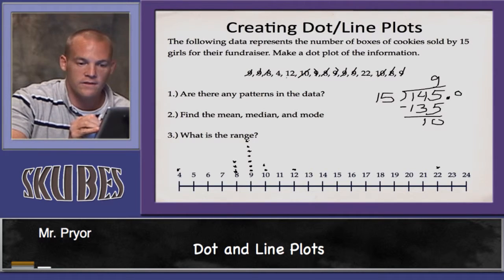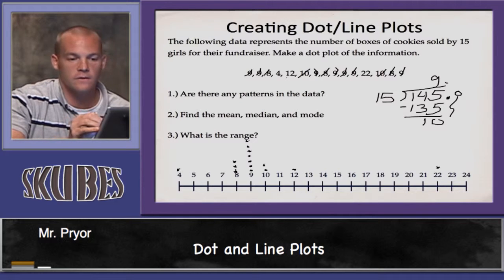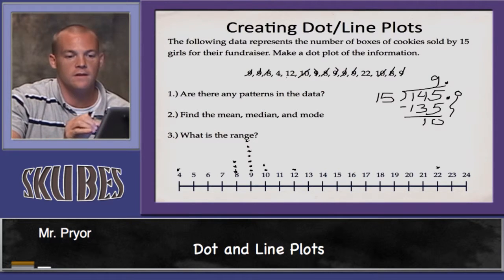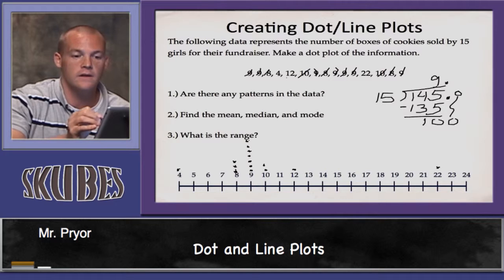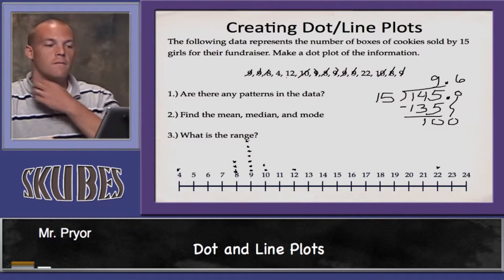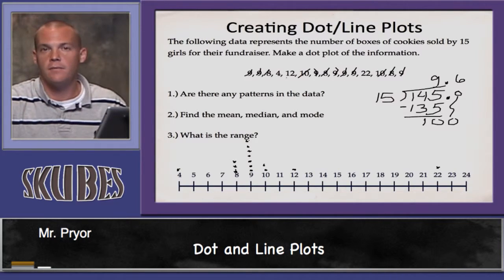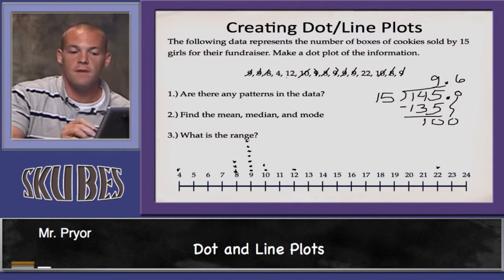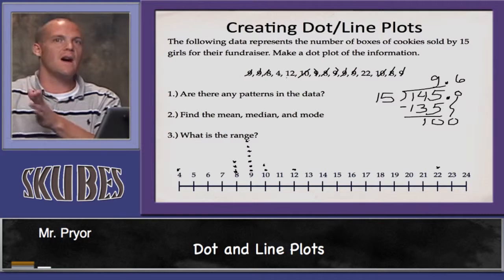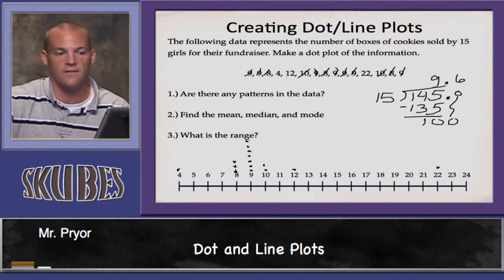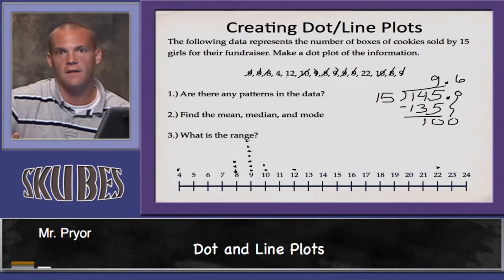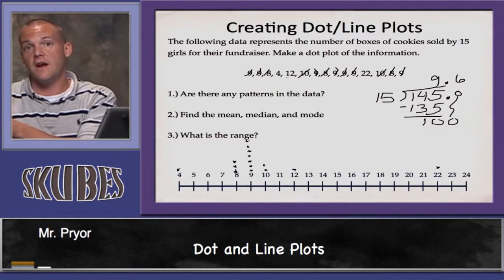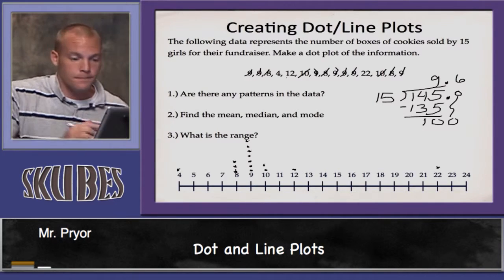So we can go ahead and bring 1 0 down to go out at least one decimal place, the tenths place. 15 goes into 100. That's going to be 6 times. So our mean for this data is going to be right about 9.6, and we should expect it to have 9 in it because of all the 9s that are there. But the outlier is going to pull your mean up a bit, okay? That's something that's asked quite often: what are the effects of outliers? Outliers can draw your mean up, and they can also pull your mean down.